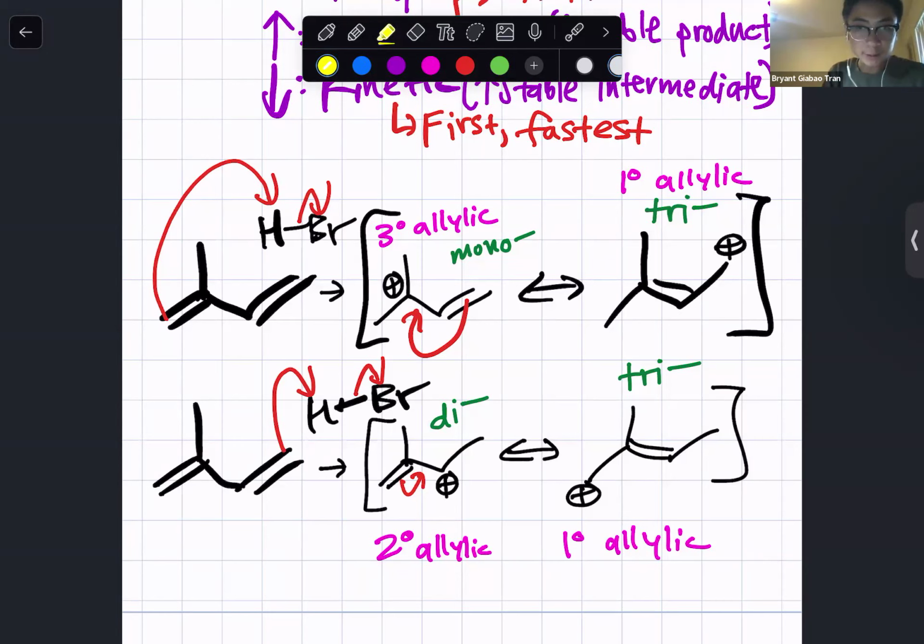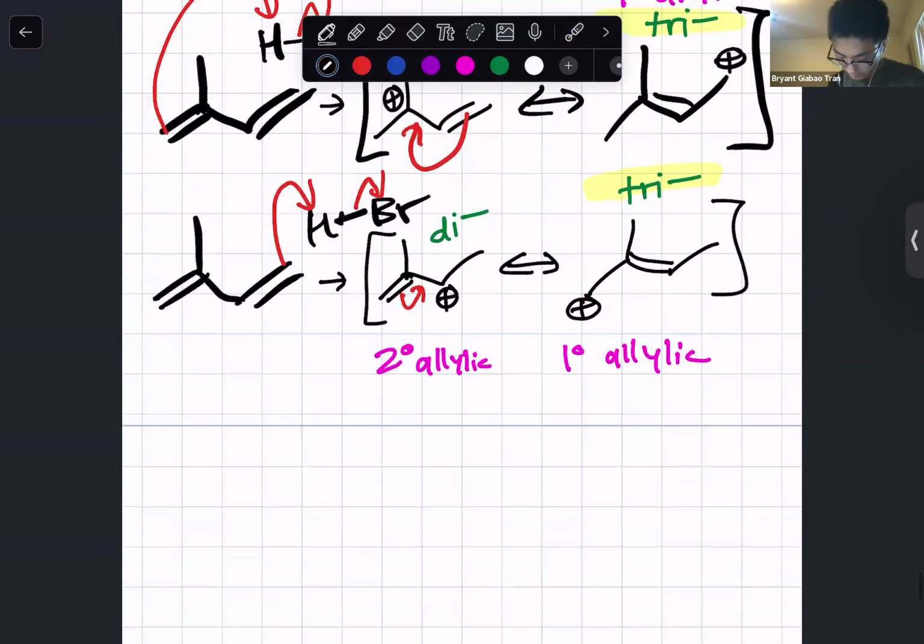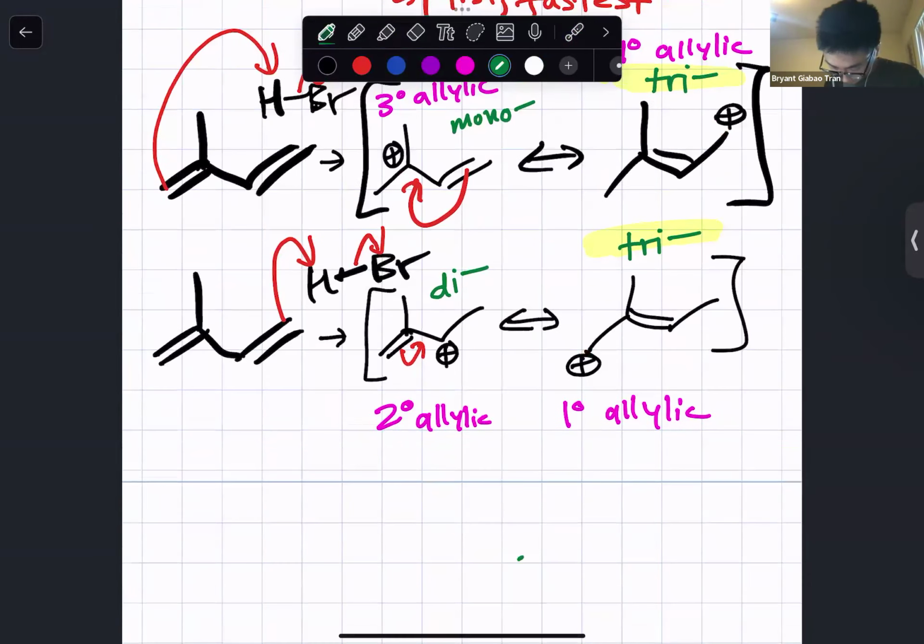The thermodynamic product, we said, gives us the more stable or most substituted double bond, which is going to be either this tri-substituted double bond or that tri-substituted double bond there, right? Where when the Br minus comes back to attack this carbocation, we could have, let's say, these 2 thermodynamic products there.